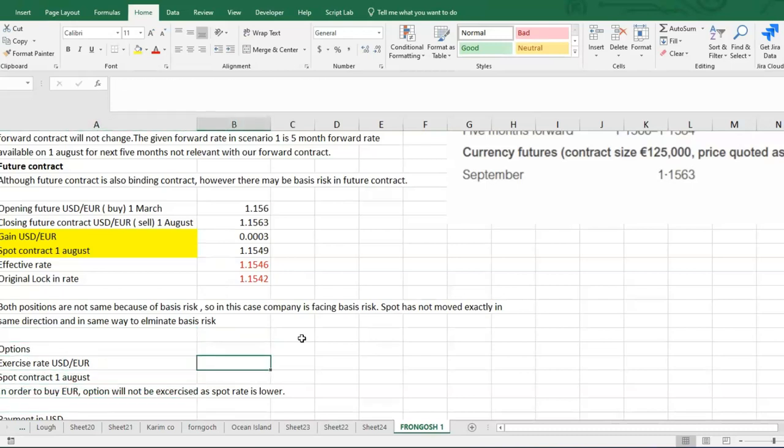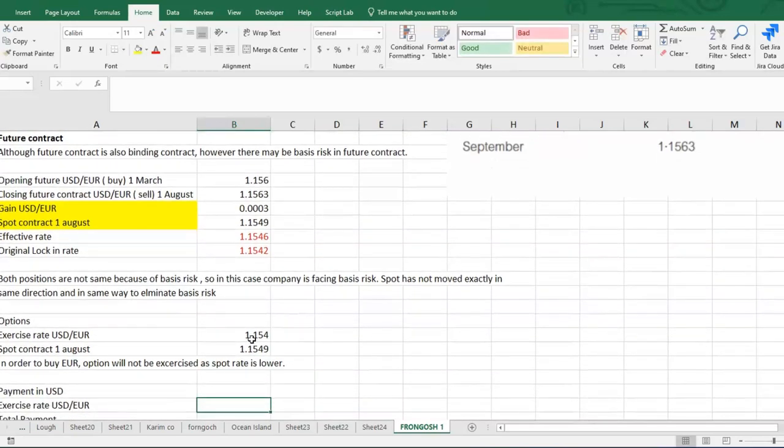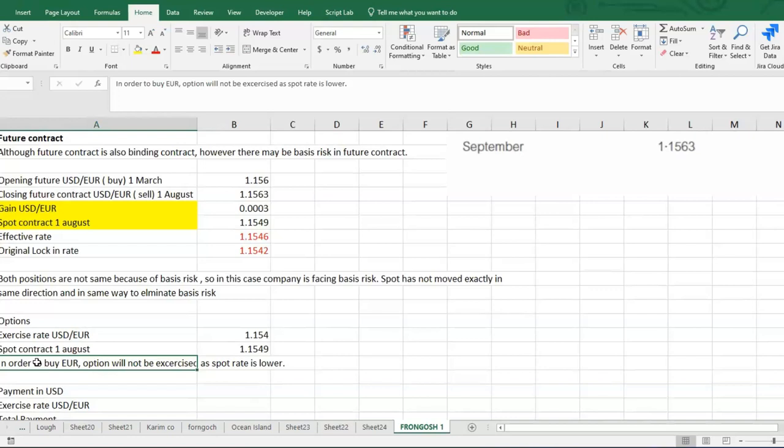Next, the option exercise price was 1.1540. Spot rate is 1.1549. So what will we do, guys? What will you do? Will you exercise the option or will you go to the market? No change, as the company will opt for the option.